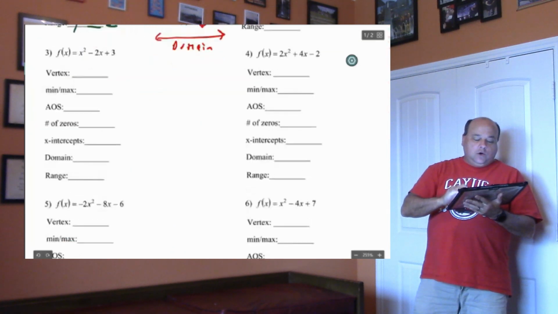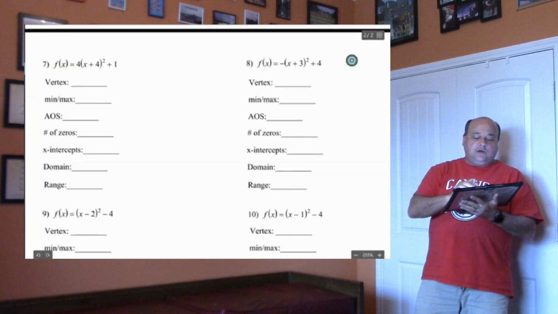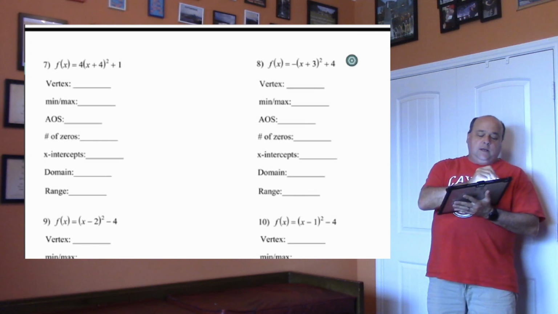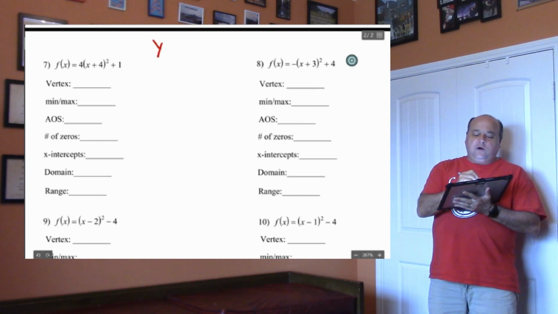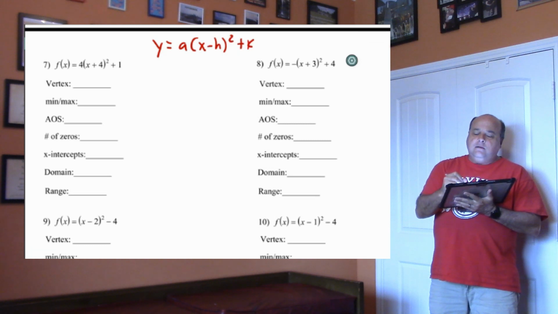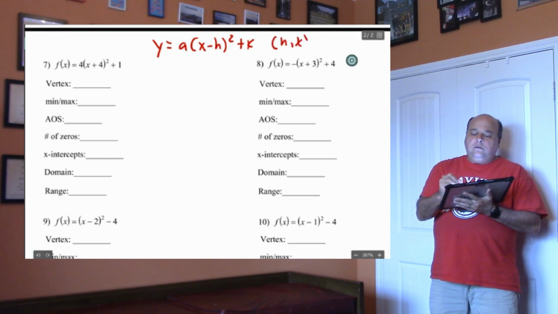Okay, let's go to the back page and let's do number 7. And remember, these are in vertex form, okay? Let's write down vertex form. Vertex form is y equals a, parentheses, x minus h squared plus k, and h comma k is the vertex.